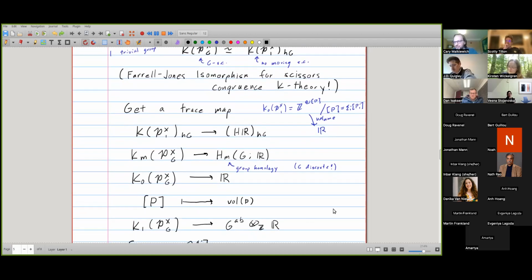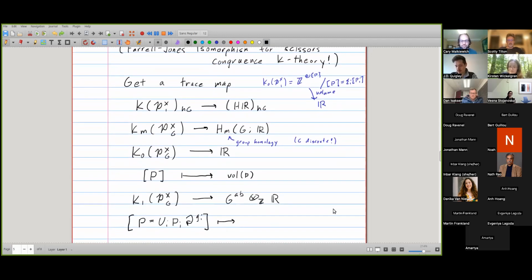However, if we go up to K1, this gives us a really interesting new invariant. So the first group homology is the abelianization of G, and then, by the universal coefficient theorem, I extend scalars to R. And so if I have a scissors automorphism, it's going to get sent here to the sum over all the pieces of the element of G that I applied to each piece, tensored with the volume of that piece. And if you similarly have a class in higher K groups that's described concretely, like actually writing out the class in the moduli space, you get a similarly explicit description of this trace. So this trace is a pretty explicit computable thing.